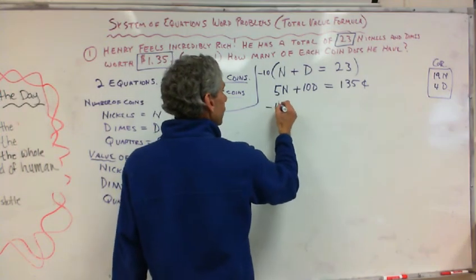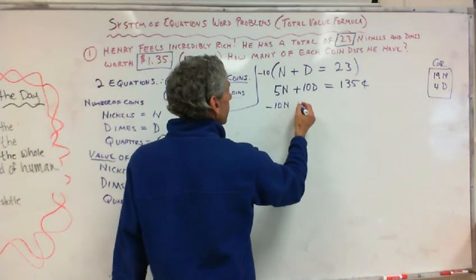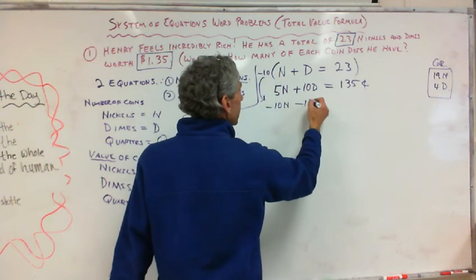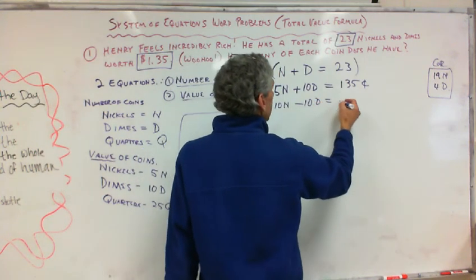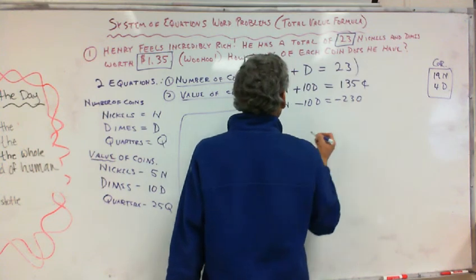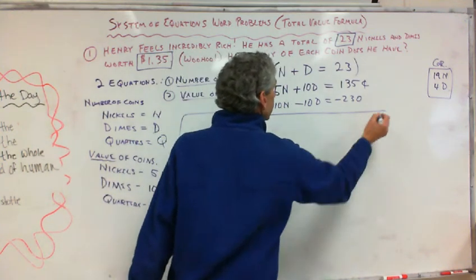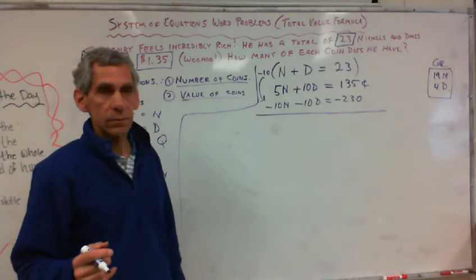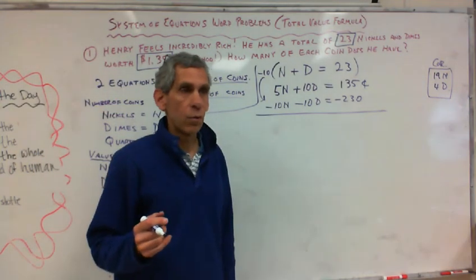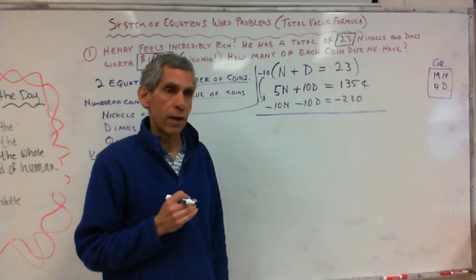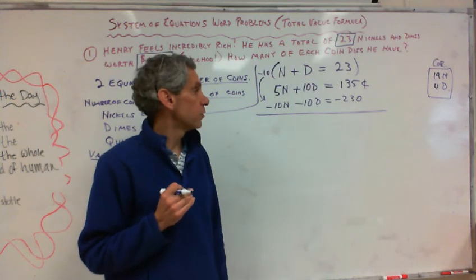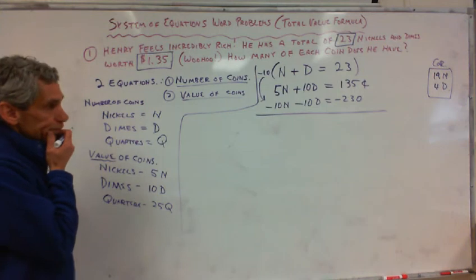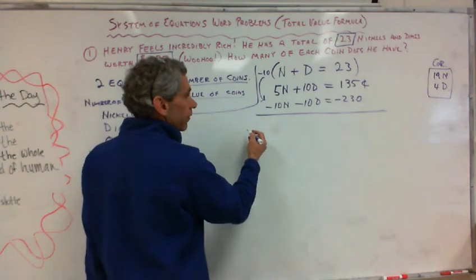So I'd have negative 10n, and I'm just going to write it down here. So negative 10n minus 10d is equal to negative 230. Wait, would it be 260? 10 times 23. So whenever you multiply 10 times anything, you just add a 0 after it. 23 plus a 0, 230. So now I'm going to add them together.